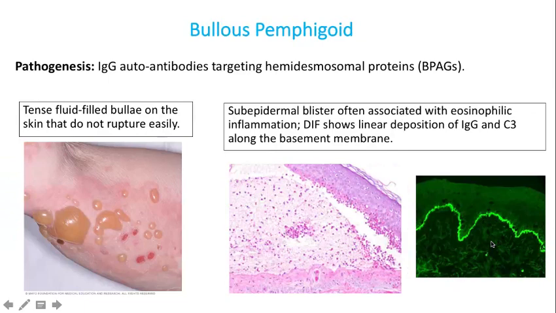Next, we're going to talk about another blistering disease called bullous pemphigoid, or BP. This is another autoimmune disease in which patients form IgG autoantibodies, but this time they're targeting proteins in the hemidesmosome. Specifically, these are the BPAGs, or bullous pemphigoid associated antigens, right? So remember, hemidesmosomes are the things that hold your basal keratinocyte to the basement membrane.